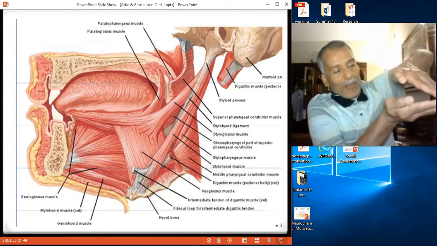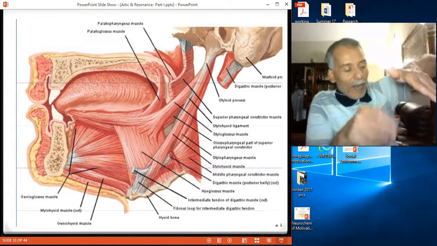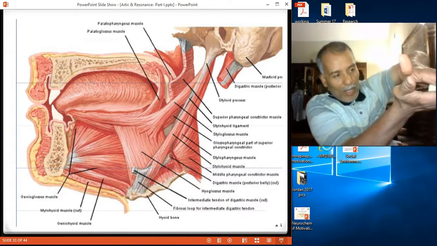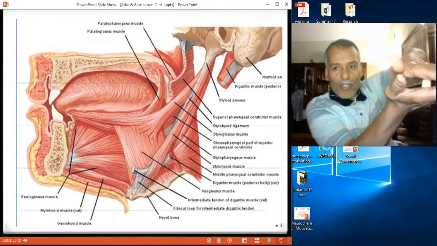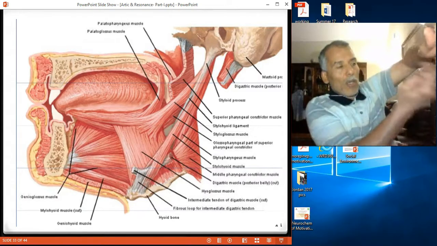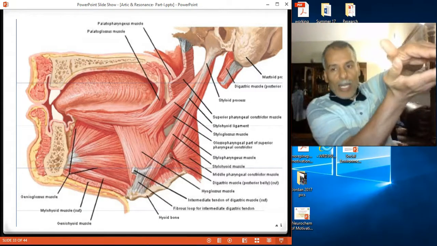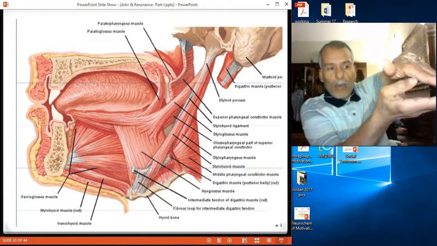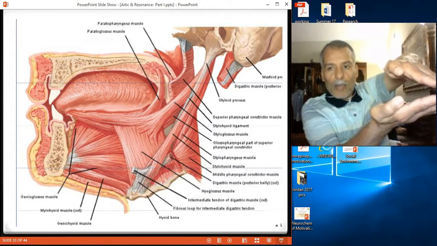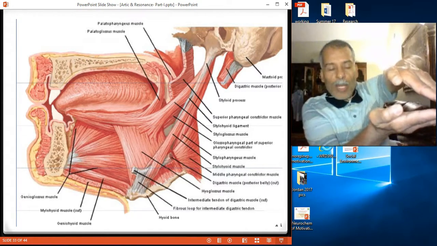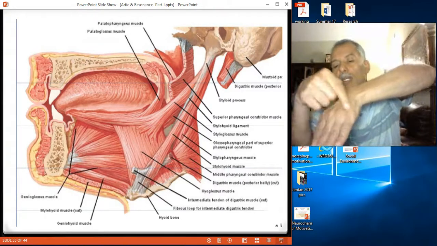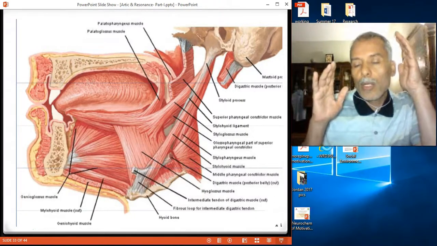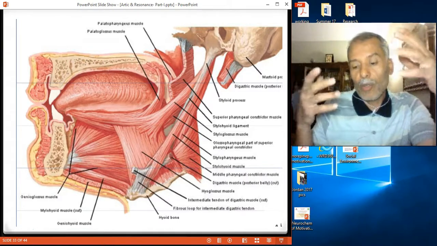And then in between, there is a vertical muscle, like the springs of a mattress. You can imagine coils going all the way in between, like a sandwich. This is called the vertical lingual muscle. And then, from side to side, you have the transverse. So these are the four lingual muscles that make the intrinsic muscles of the tongue.